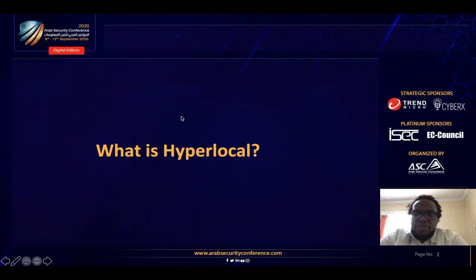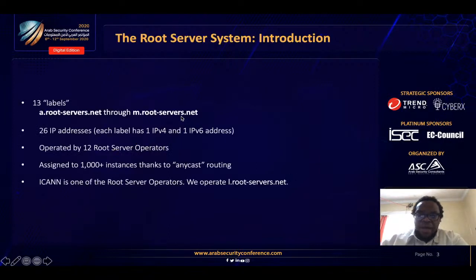However, before I begin to talk about Hyperlocal, I want to give you at least a brief understanding of the DNS and the DNS root server system, what they are and why they are very important. I will begin by talking about the root server system. It is as old as DNS, and DNS was first developed and deployed in 1983. The root server system followed in 1984, so they're equally old.